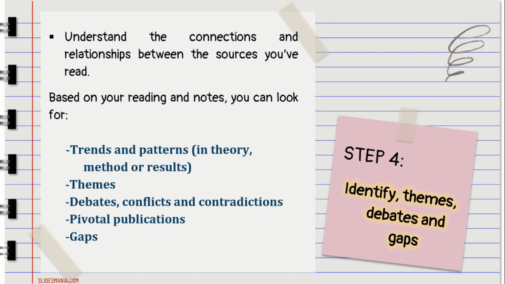Trends and patterns in theory, method, or results. So do certain approaches become more or less popular over time? Another is the themes. What questions or concepts recur across the literature? Also debates, conflicts, and contradictions. Where do sources disagree? The pivotal publications. Are there any influential theories or studies that change the direction of the field?